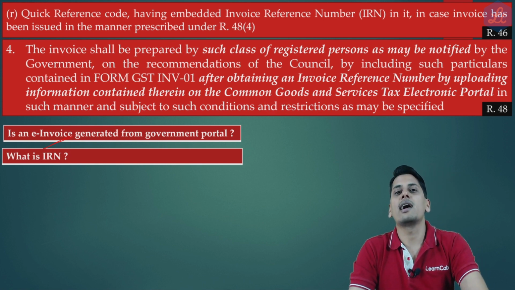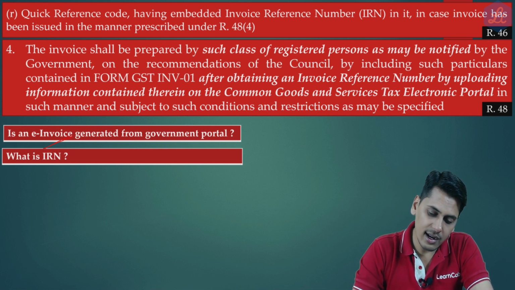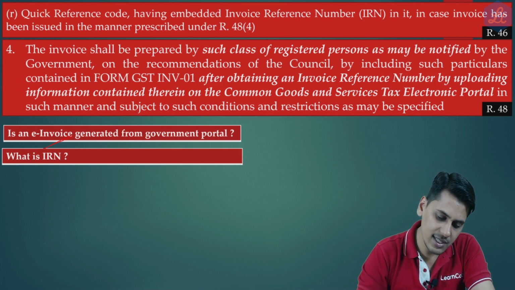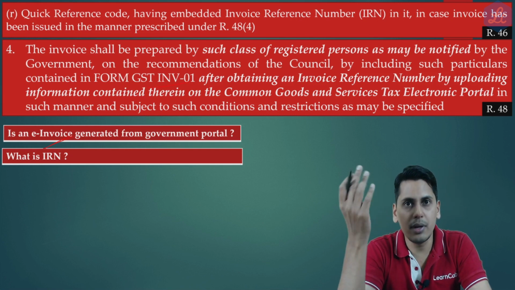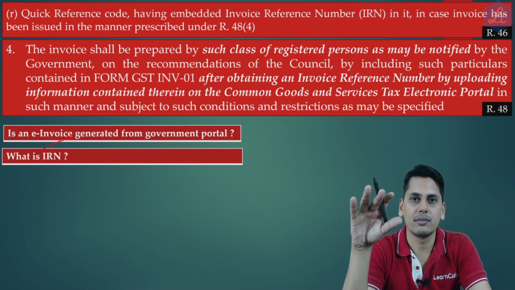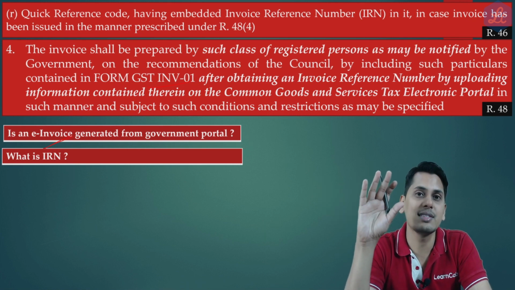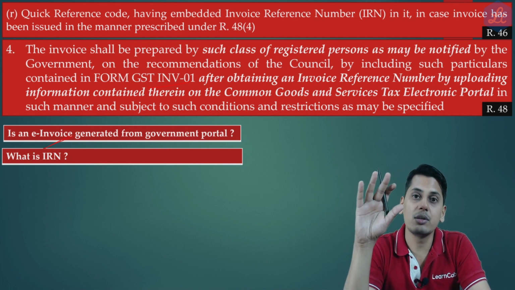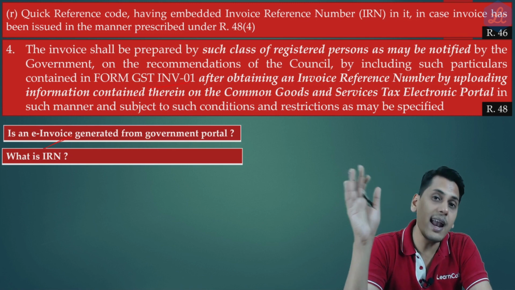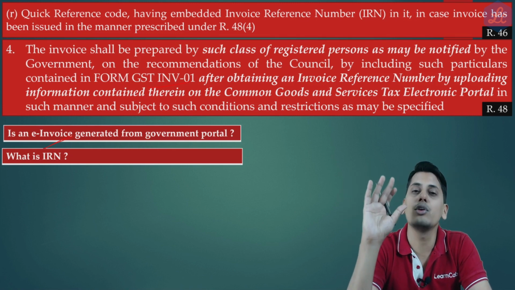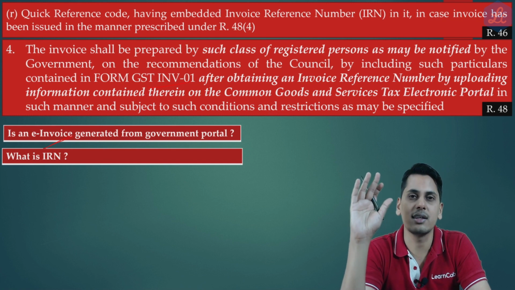What is IRN? IRN is nothing but your invoice reference number. When you fill form GST INV01 and submit it to the common portal, it would register that invoice. That is also called the invoice registration portal, IRP. The invoice registration portal would register the invoice and give you a unique number. It is a 64-digit string. It would give you a unique number in the form of invoice reference number.